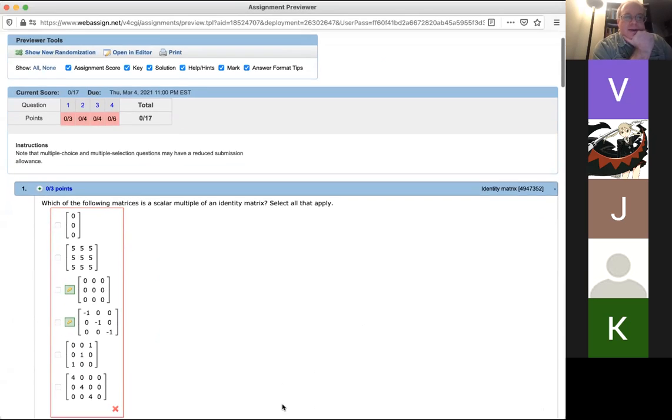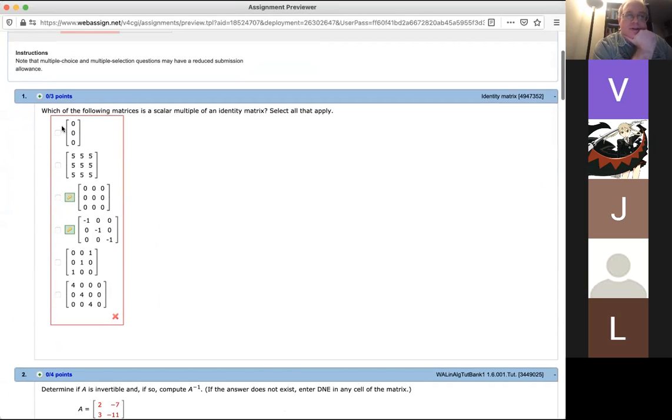All right, so which of the following is a scalar multiple of an identity matrix is the first question. Well, this column vector of zeros is not a square matrix, so that's certainly not going to work. This 3 by 3 matrix with all 5s is not going to work, right? You need 1s in the diagonal, zeros elsewhere. If you multiply by a scalar, every entry is still going to be exactly the same. So that can't work as an identity matrix.